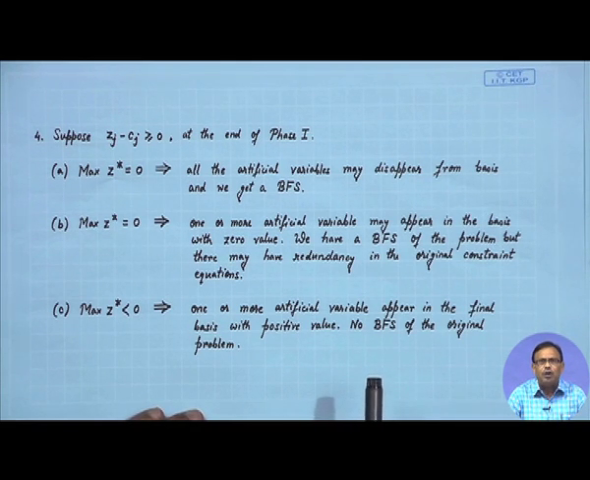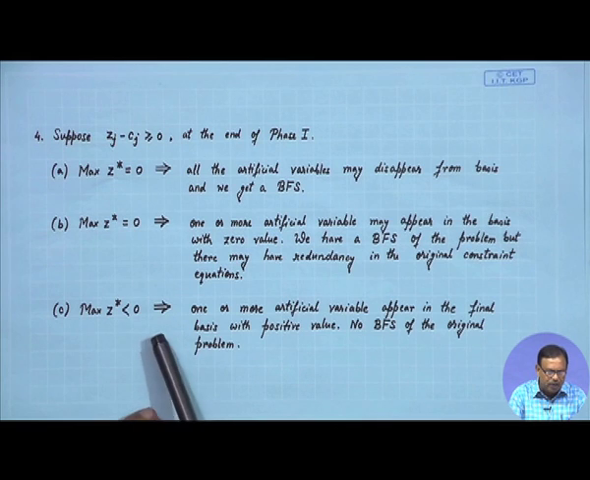So, please note this: if the maximum value of z star is 0 and one or more artificial variables appear in the basis with 0 value, that is, they become basic variables, in that case you will obtain the basic feasible solution, but there may be redundancy in the constraints, and redundancy causes certain other problems which we will discuss again at a later stage.